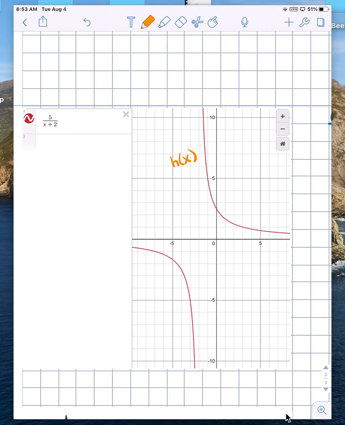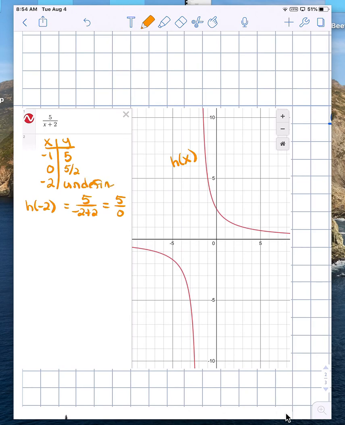So we'd say that in this case, there's a discontinuity. If we were to create a table of values, let's say we put in -1, we have 5 over -1 plus 2, that's 5. And you can see that point here on the graph, there's -1, 5. If I plug in 0, I end up with 5/2. But if I plug in -2, that's when things get weird. So if I say h of -2 is 5 over -2 plus 2, 5 over 0 is undefined.